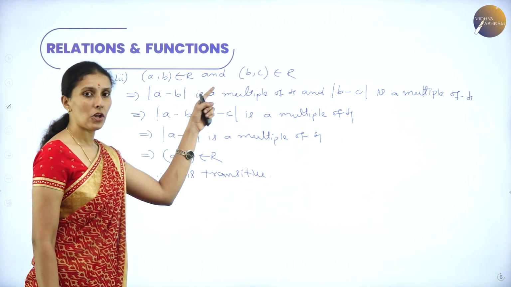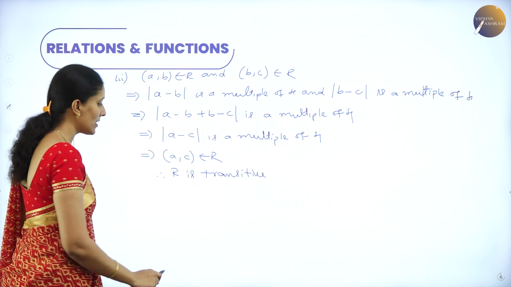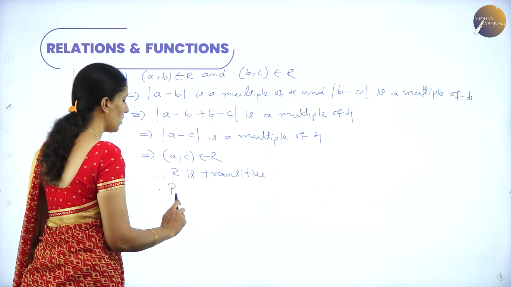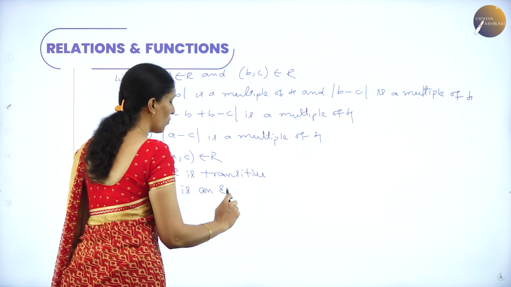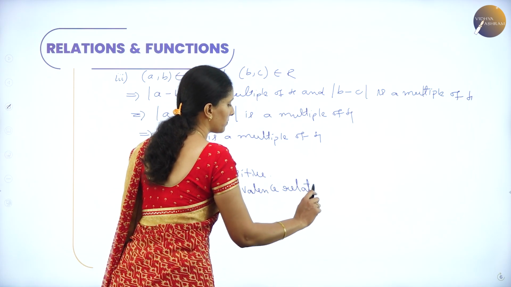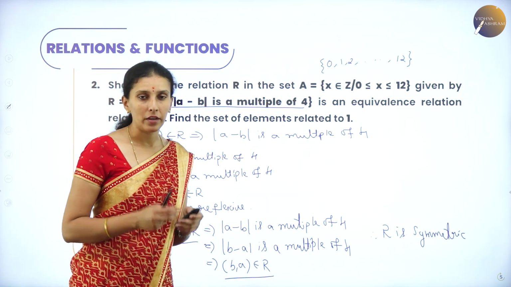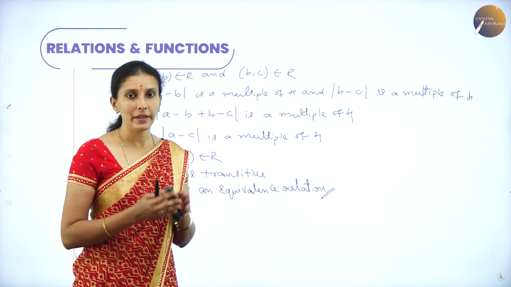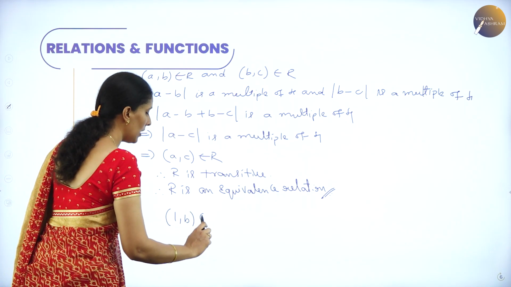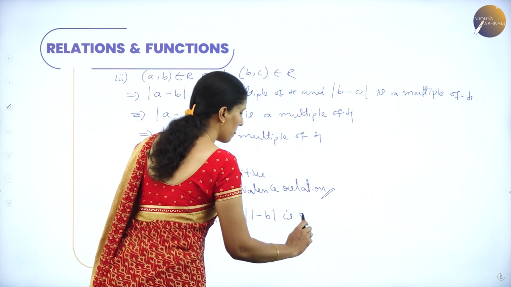Hence for A comma B belongs to R and B comma C belongs to R, we are getting A comma C in R. Therefore R is transitive. Hence R is reflexive, symmetric and transitive. So therefore I can conclude R is an equivalence relation. Now we have to find the set of elements related to 1. That is, we have to find the other element in the form of an ordered pair. That is, we have to show that 1 comma B belongs to R. This implies modulus 1 minus B is a multiple of 4.